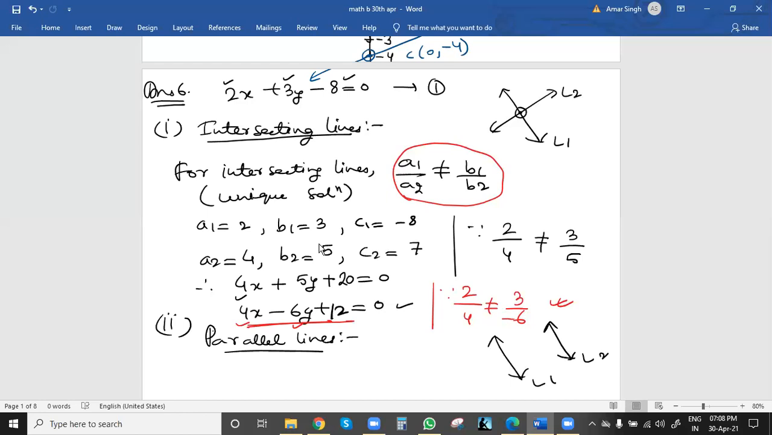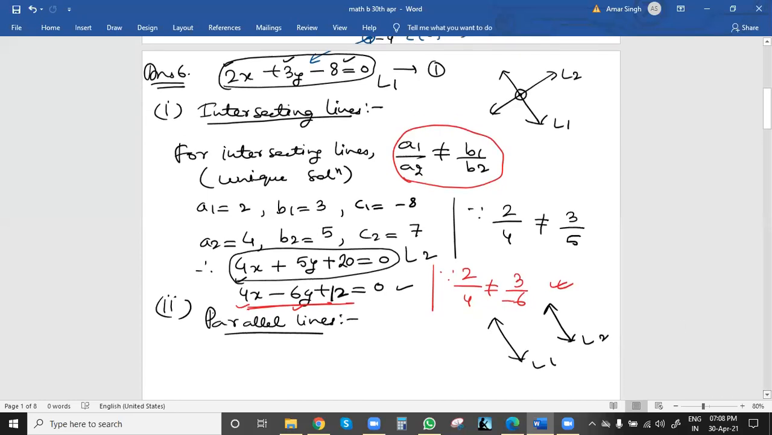Drawing the graph means drawing the line L2, because from this equation we get line L2, and this was the equation for line L1. So both the lines L1 and L2 will intersect at some point to give you the solution values of x and y.